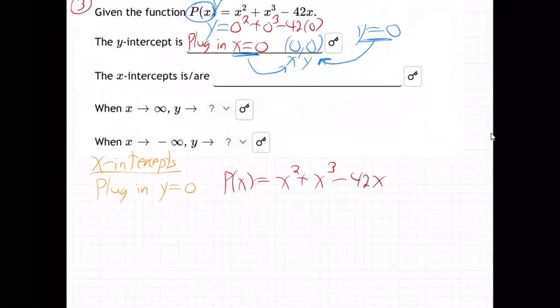All right, so you guys with me? This is the hard part. This is for sure the hard part of this question right here. So to find the x-intercept, plug in y equals 0. Again, where's y? Remember, the function is the y. So that becomes 0. And now I've got to solve that equation for x.